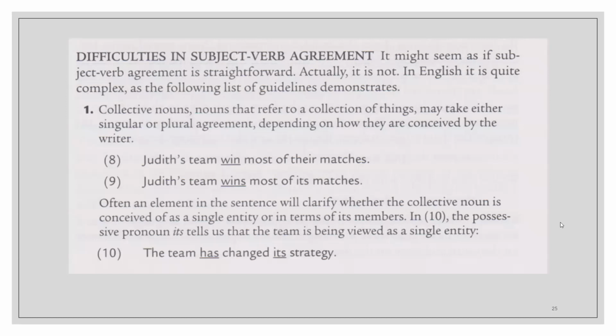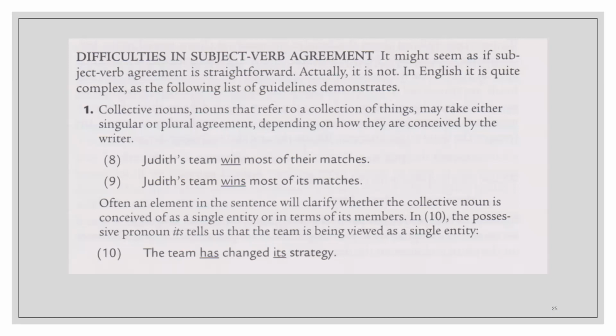So that seems fairly straightforward. It seems kind of easy, but actually there are some complications. In English, it's not as simple and straightforward as it appears, with just adding S for he, she, and it. So let's take the case of number one, collective nouns.